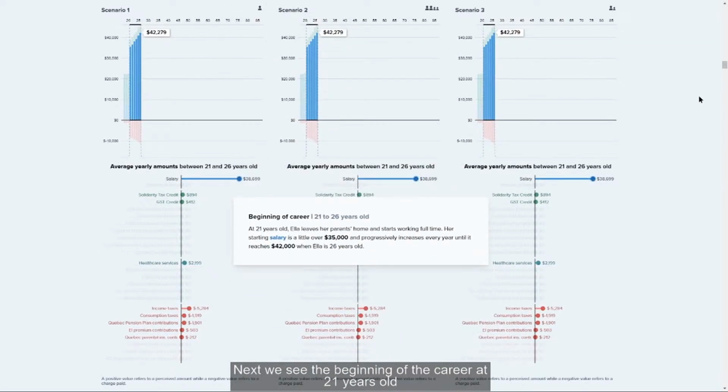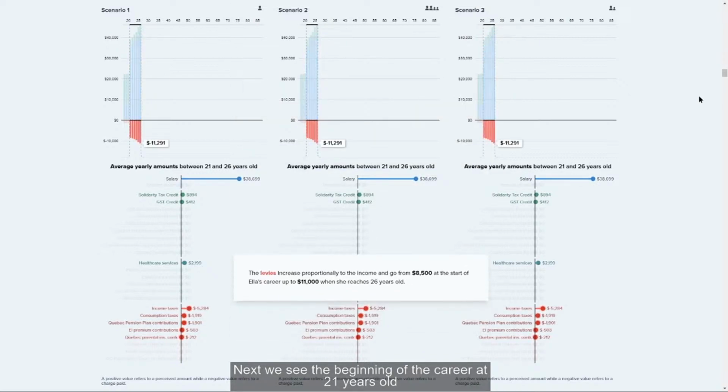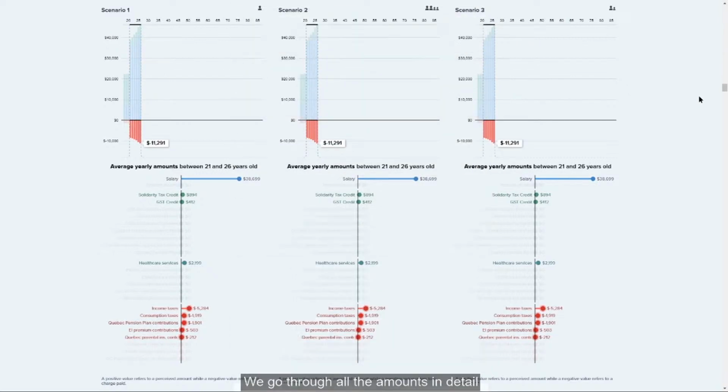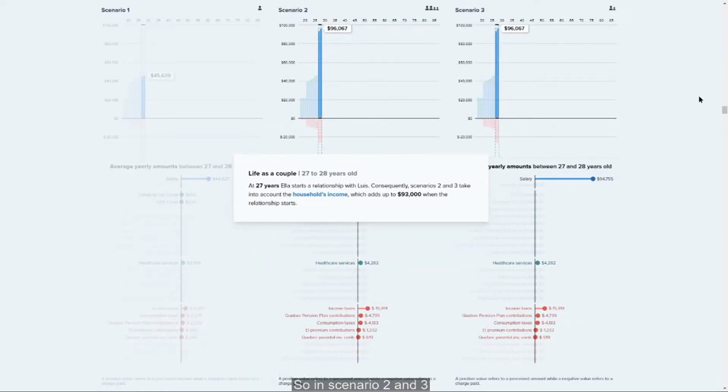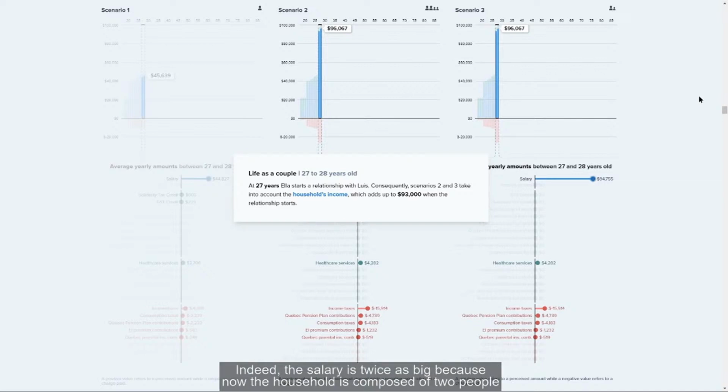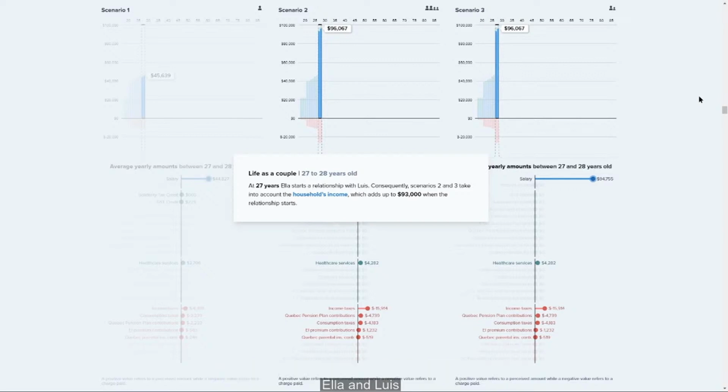Next, we see the beginning of the career at 21 years old. We go through all the amounts in details. And then she starts her life as a couple. So in scenario 2 and 3, the amounts are slightly different. Indeed, the salary is twice as big because now the household is composed of 2 people, Ella and Luis.